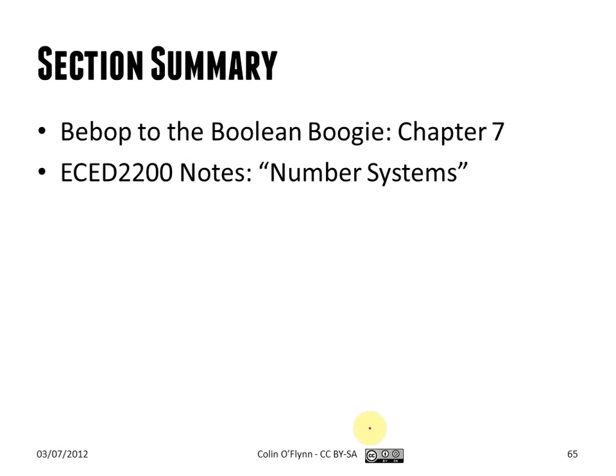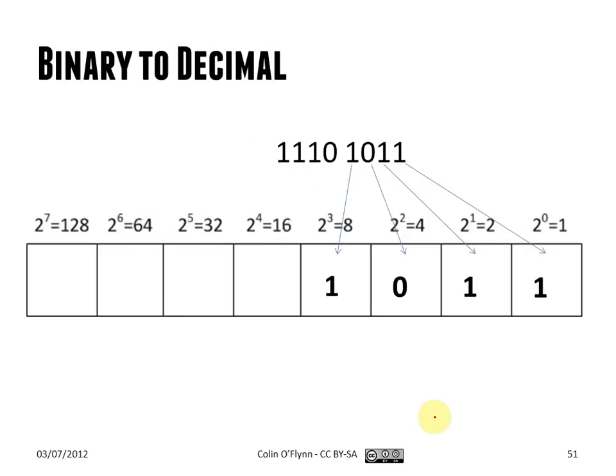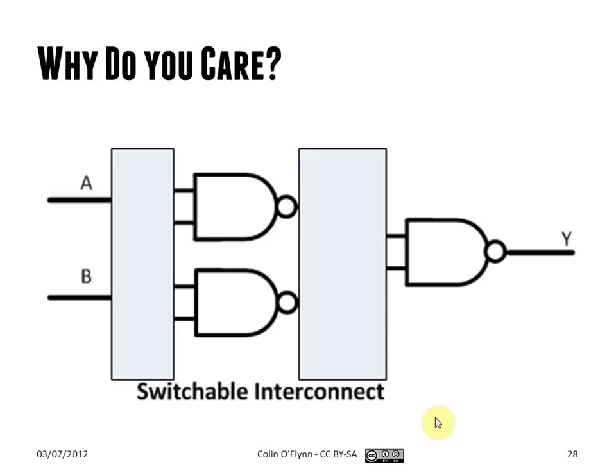So, this goes through in more detail, and there's more examples, basically, Chapter 7, view up to the Boolean Boogie. The course notes also, as I mentioned before, go through quite a bit of this. So that's most of the material I wanted to cover today. I'll just quickly, as promised, go over a bit of a review.